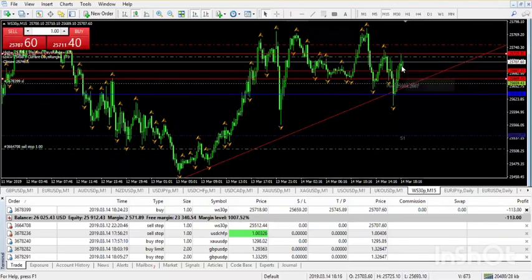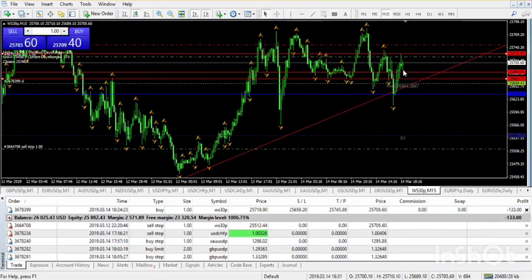Is it worth it? You see, my pivot was here. Let me adjust it for you. It was right here. So was it worth it? Was the sell order worth it?